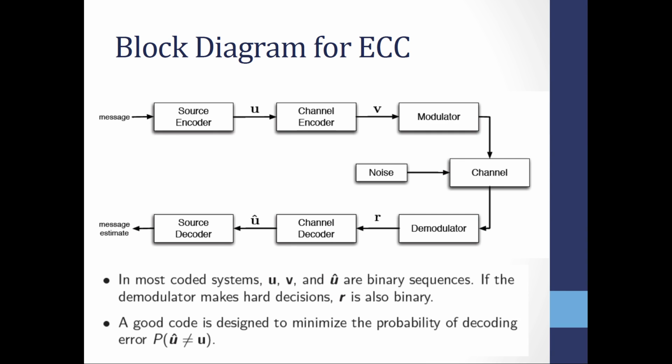A good code is designed to minimize the probability of decoding error. The code that we want to design is a code that can minimize the probability of error. How do you calculate the probability of error? It's the probability that the estimated information sequence is not equal to the transmitted information sequence U. So basically you try to find that probability.